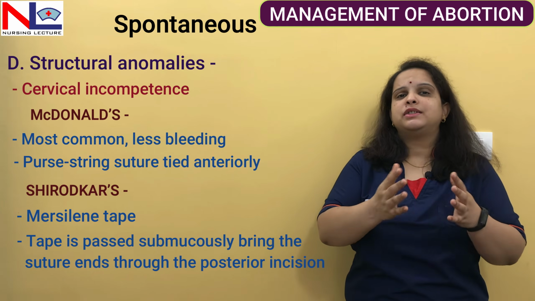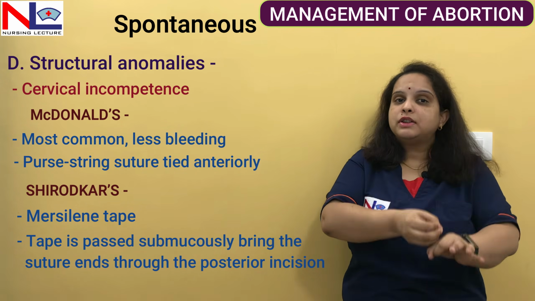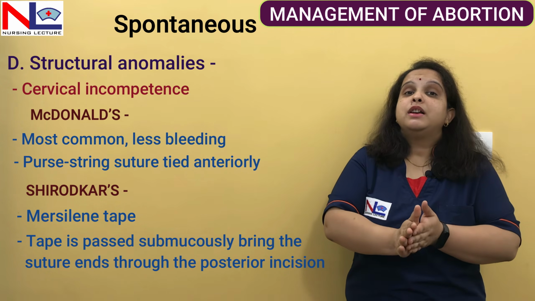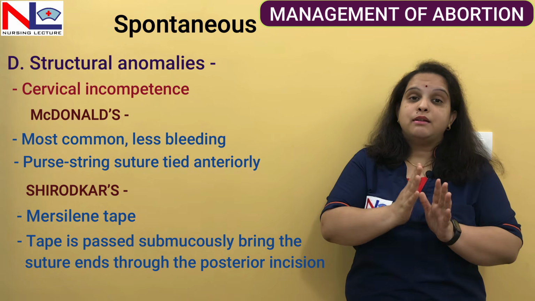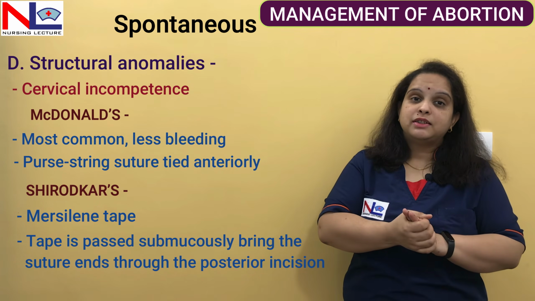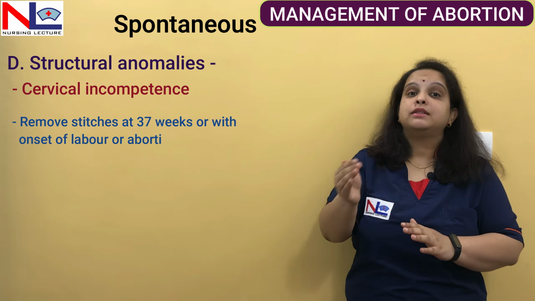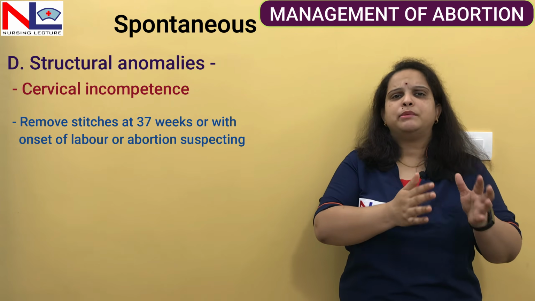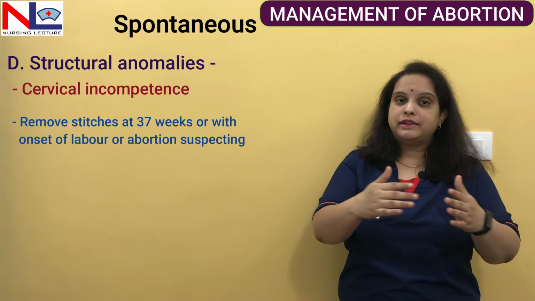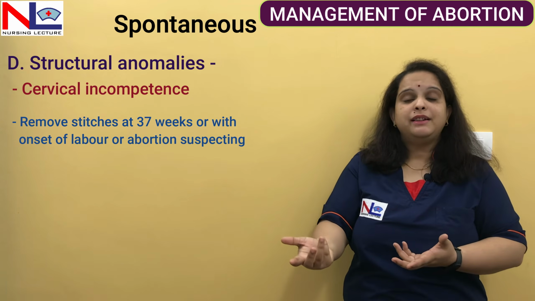Both procedures have the same principle: they hold the cervix and reduce the diameter of the cervical canal, and thereby the pregnancy continues till term. So we can manage cervical incompetence by the use of these procedures. Once the pregnancy reaches term, that is by 37 weeks, or whenever the onset of labor begins, in either condition we can remove the stitches, so that the cervical canal can dilate and delivery can take place.